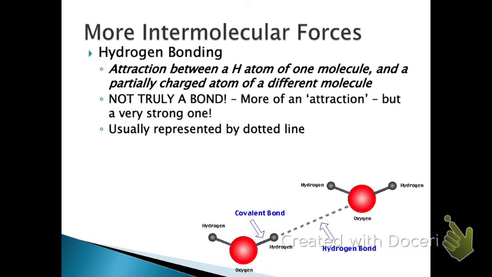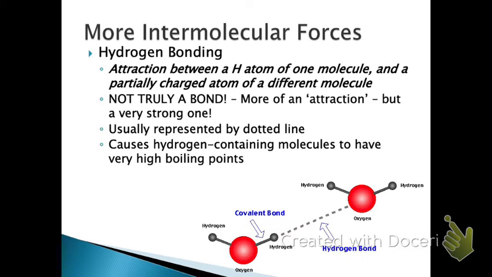Let's see here. This whole phenomenon of hydrogen bonding causes hydrogen-containing molecules to have pretty high boiling points. Okay, high boiling points, or higher than those not containing hydrogen, because hydrogen bonding is the strongest type of intermolecular force. So it causes a higher boiling point.